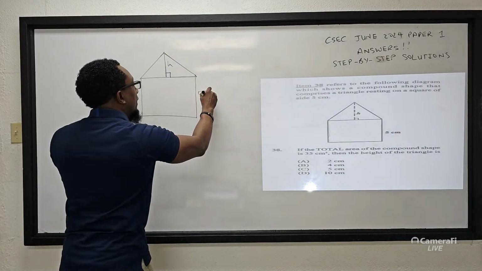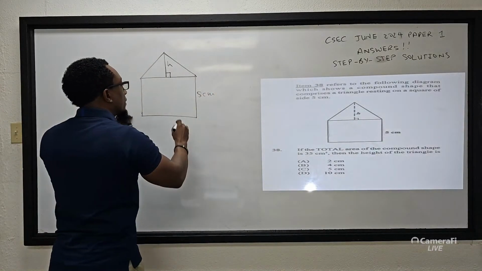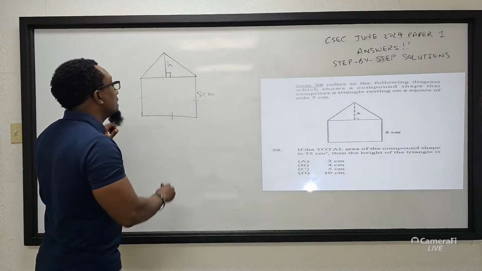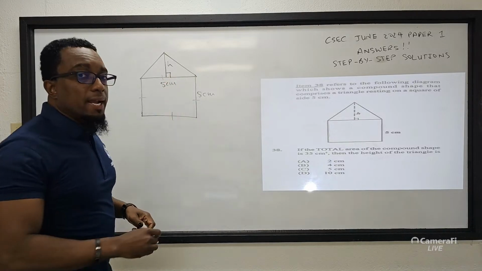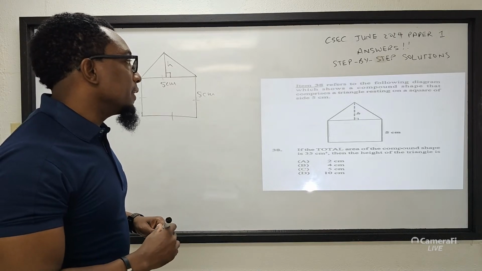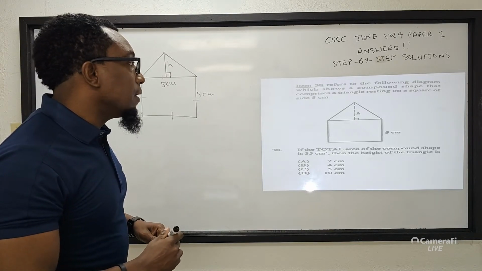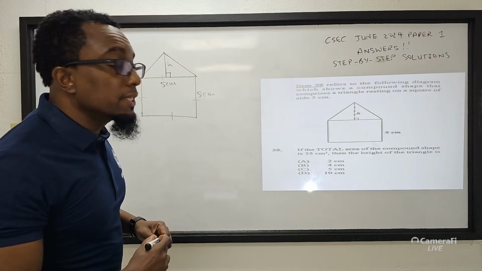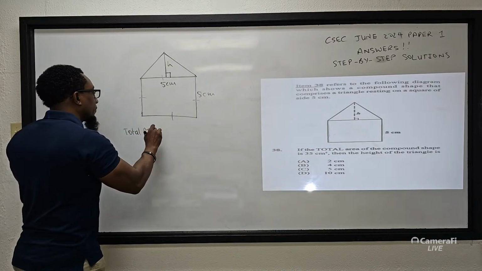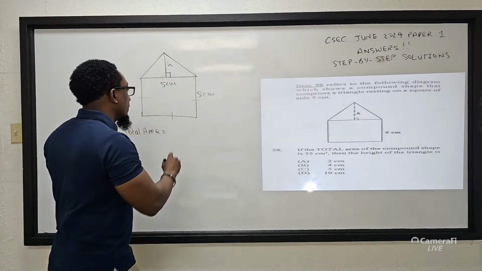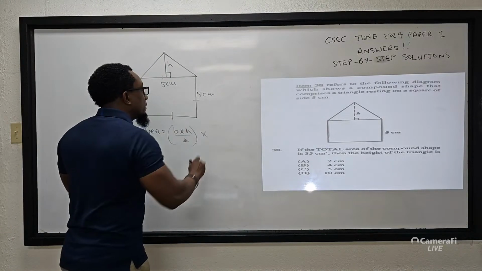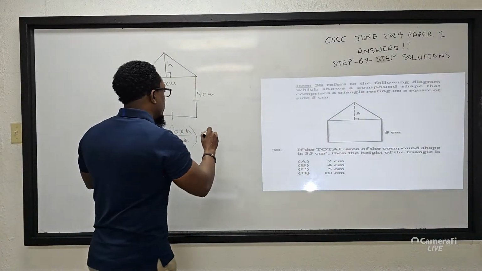So they give us the length of the square. And if it's a square, all four sides will be of the same length. So it means that the base of that triangle is also 5 centimeters. Good? Now it says if the total area of the compound shape is 35 cm squared, so the total area of this compound shape will be the area of the triangle, which is base by height all over 2, plus the area of the square, which is side by side.